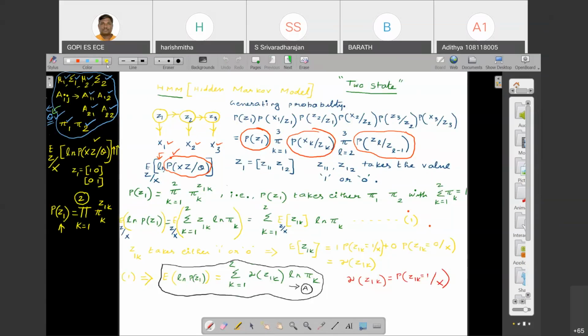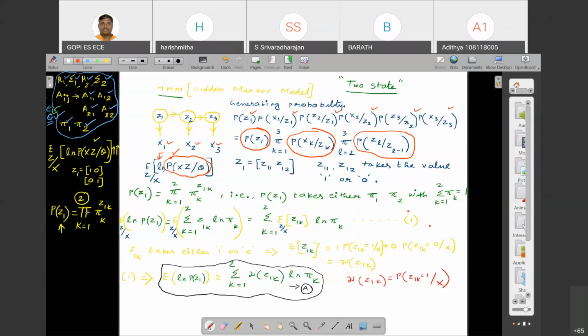So for every term, what you have to do is take ln. When I take ln, all these things are products, right? This becomes a sum when I take ln. So when I take ln, all things become sums. So one by one we are going to do it, right? First we will take ln p of z1. So when I take the logarithm of this, what will you get?